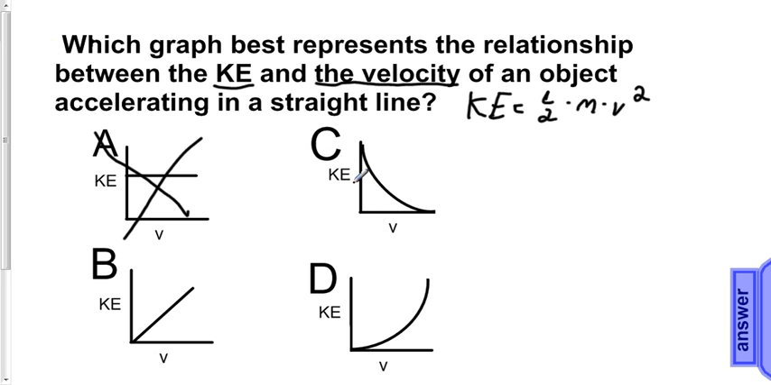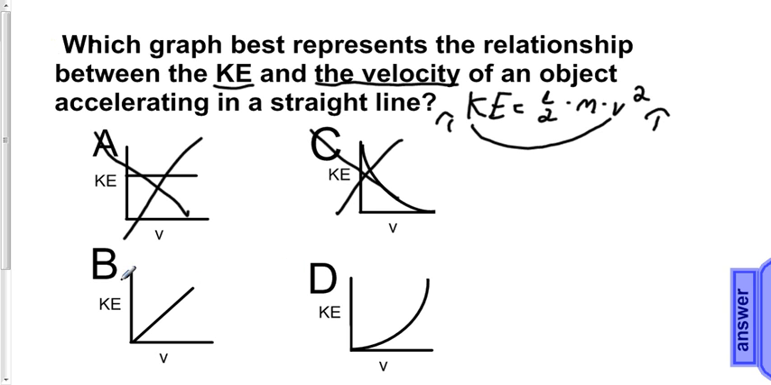Graph C states that as velocity increases, kinetic energy must decrease. This is wrong because kinetic energy and velocity have a directly proportional relationship, meaning as velocity increases, kinetic energy must increase as well. So we can eliminate graph C. This leaves graphs B and D.